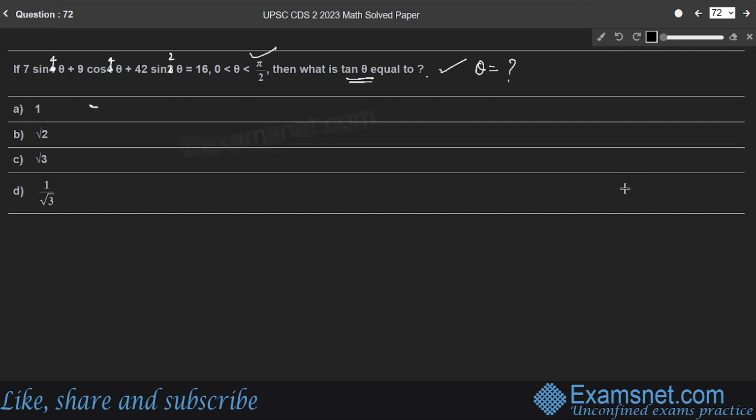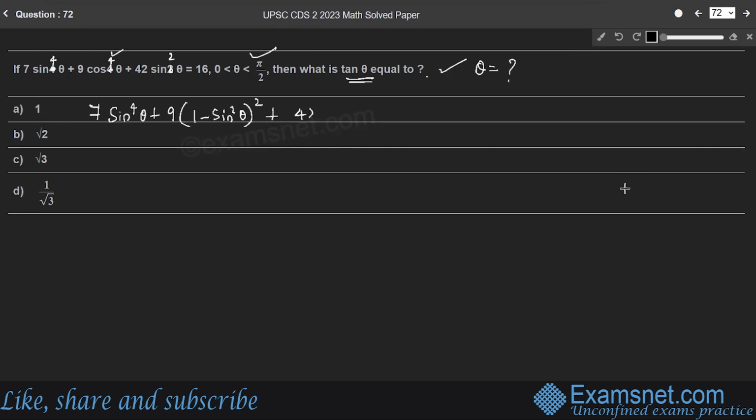So 7 into sine raised to 4 theta plus 9 into cos raised to 4 theta can be written as 1 minus sine square theta the whole square, right? Since cos square theta is 1 minus sine square theta, cos raised to 4 is its square. Cos square, the square is cos raised to 4. Since cos square is 1 minus sine square, right?